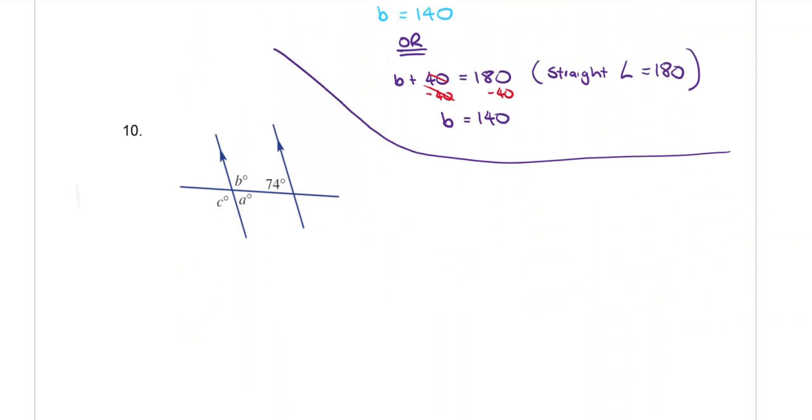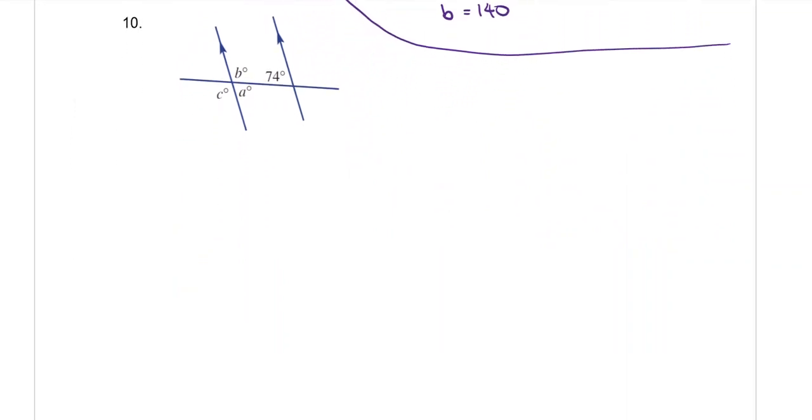Okay, on to question 10. This has got 3 letters defined, A, B and C. Starting with the A and the 74, because 74 is the only number that I've got there. I'm not going to look at the other letters yet, I just want to look at one at a time. So the A is making a Z shape with the 74. That means that A is going to be equal to 74 because alternate angles are equal. Oh, I'll change that to an equal sign.